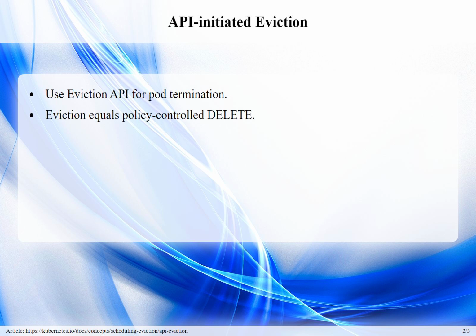An eviction object is created to trigger the API server to terminate a pod. This is akin to a policy-controlled delete action. The process ensures compliance with configured pod disruption budgets and termination grace periods.